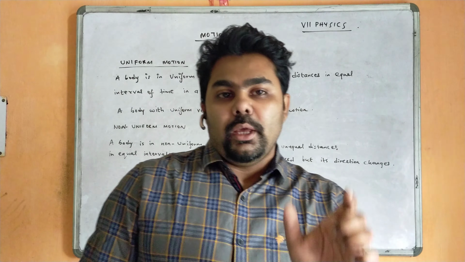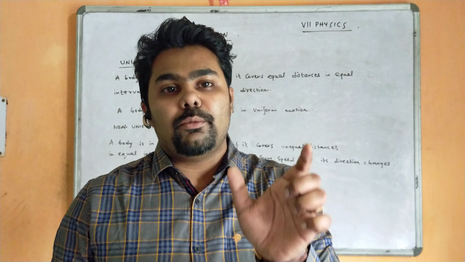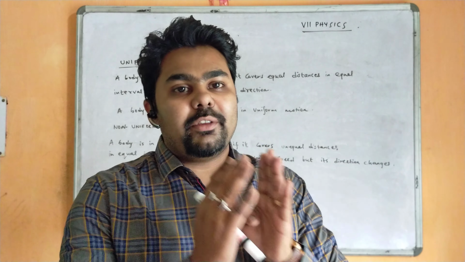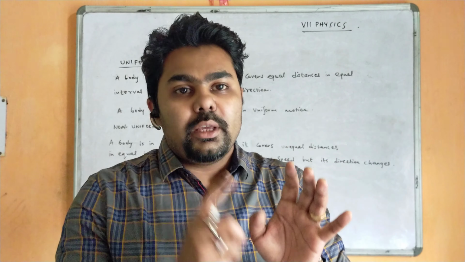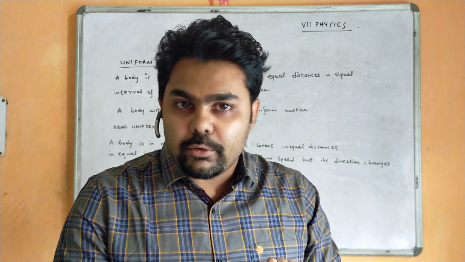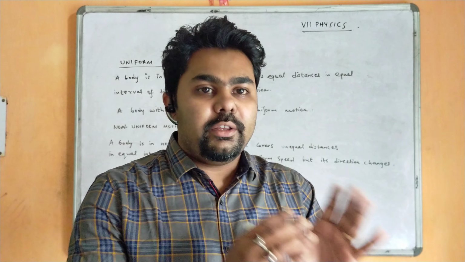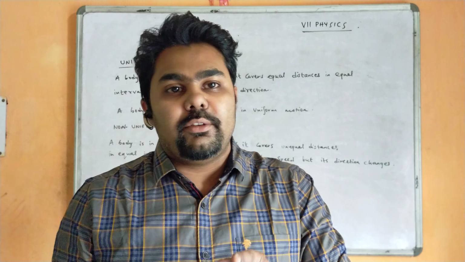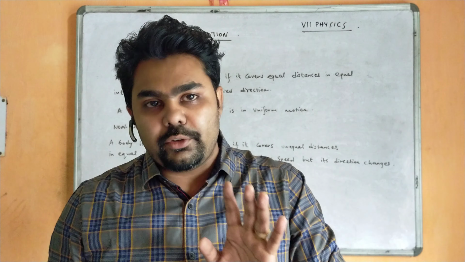Okay, I repeat, a body is moving with uniform motion if it is moving with fixed speed and in fixed direction. Fixed speed, when I say, that means it covers equal distance in equal interval of time, and it is moving in a fixed direction, whether east, whether south, or a certain direction is mentioned. That only we can consider to be uniform motion. Uniform motion means here uniform velocity.